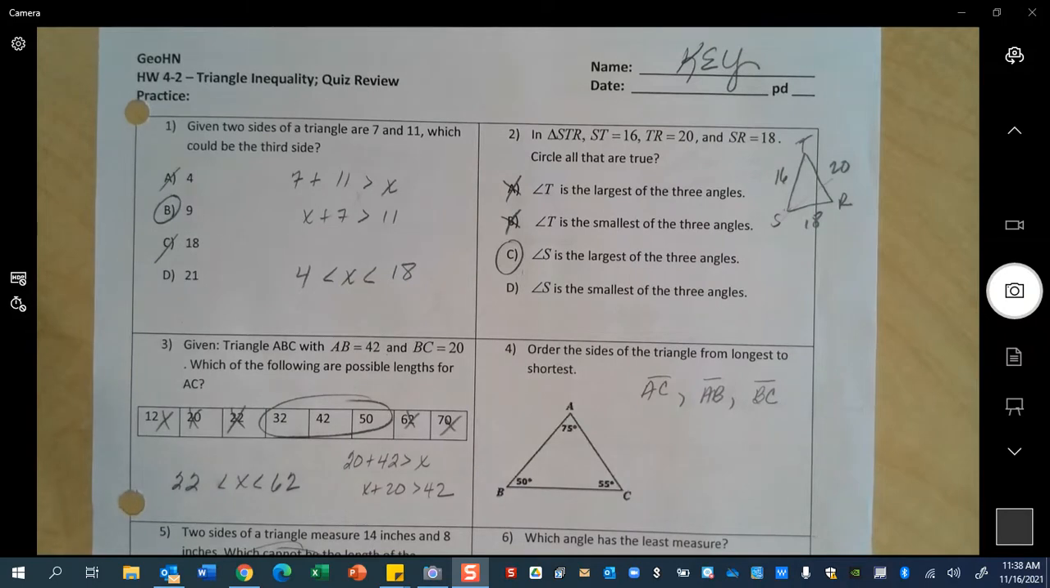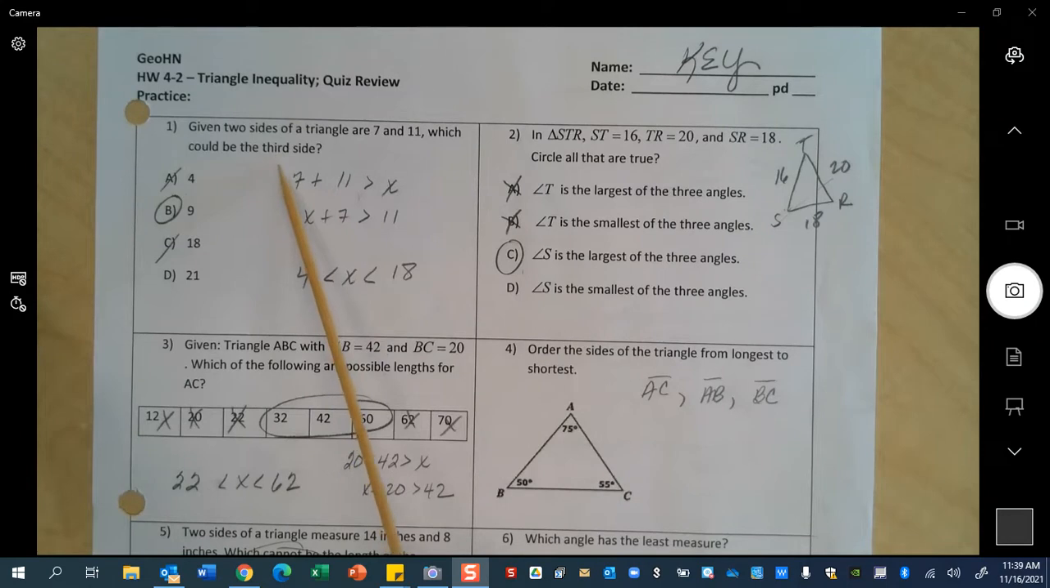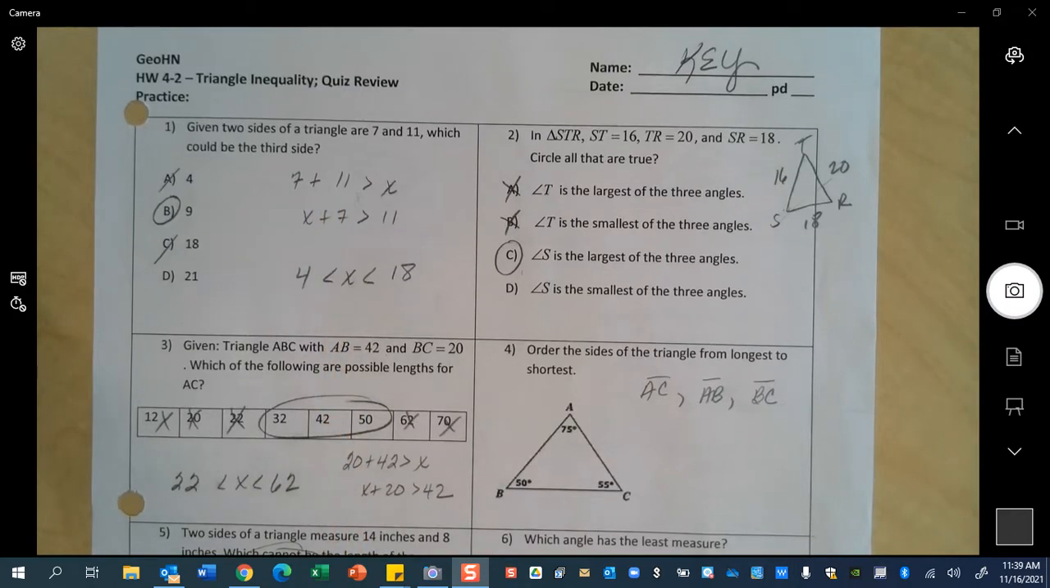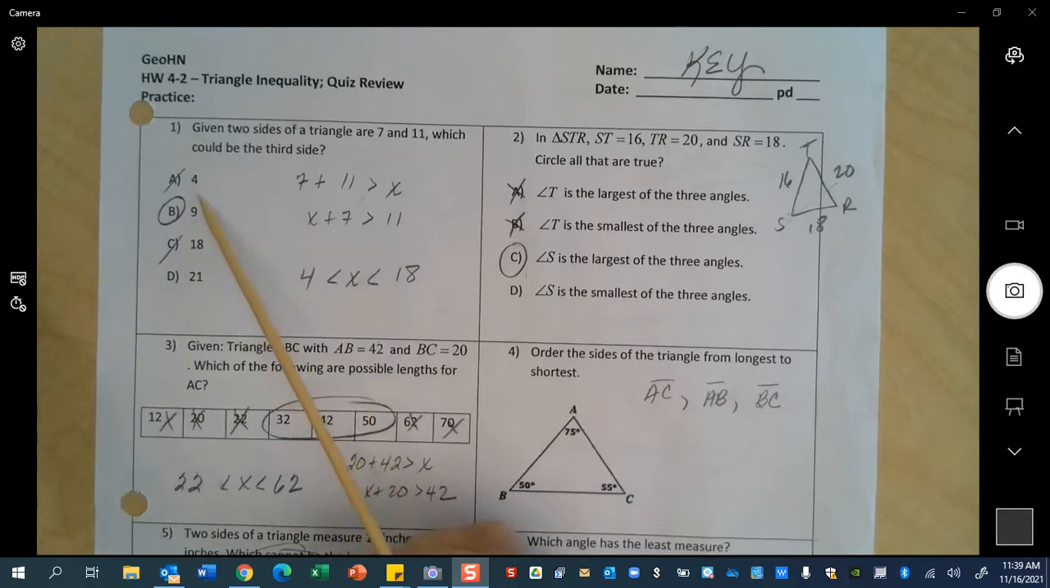So this is the one where I do have to set up those inequalities, because if I don't have my third side measure, I have to consider a lower and an upper bound for it. I don't know where that third side fits in with 7 and 11. I don't know if it's the smallest or the biggest. So I have to consider the fact that each of the other sides added together has to be bigger than the third side.